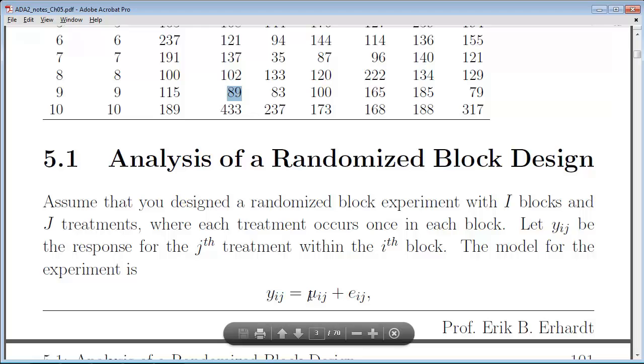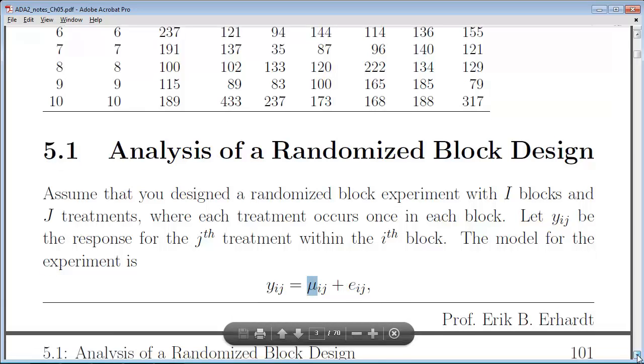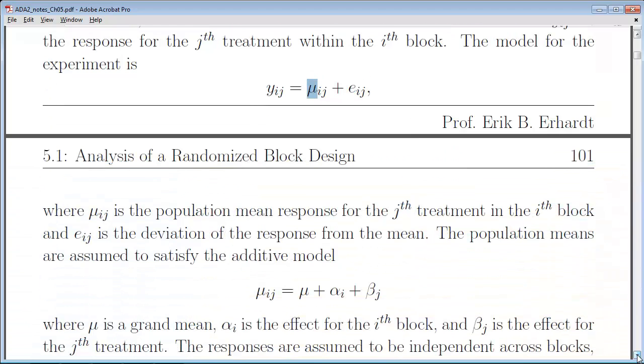Mu ij is the mean for that group plus error. And we're going to break this mu into different components. Here we are. So this mu is going to be the grand mean. That's just mu all by itself. So mu ij is mu plus alpha i. Remember, i has to do with blocks. So alpha i is the effect of who you are, which of the 10 men you are.